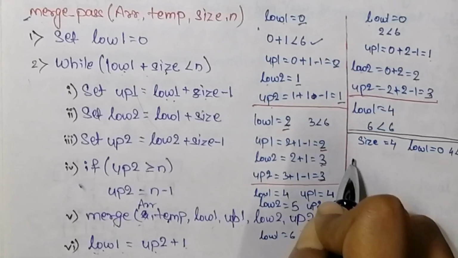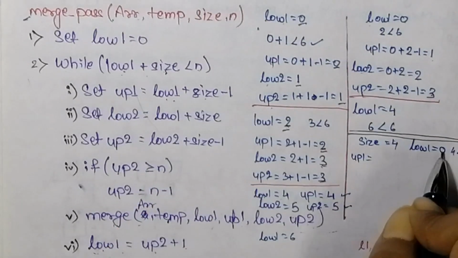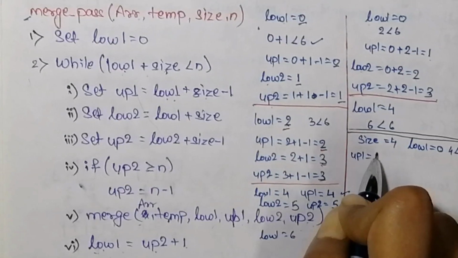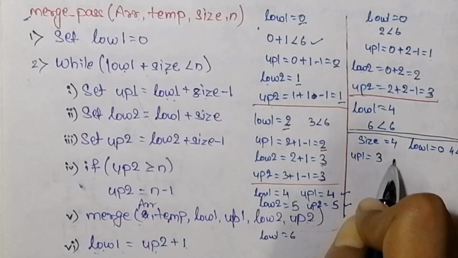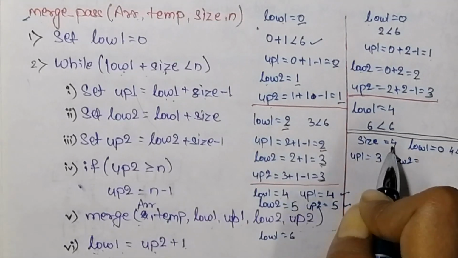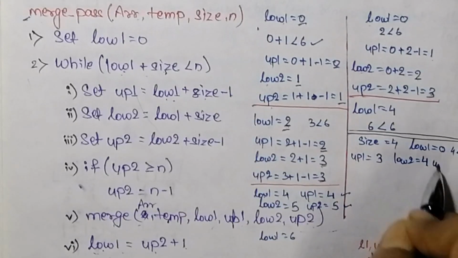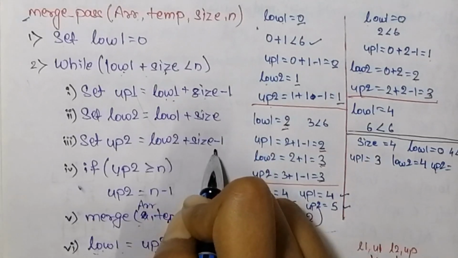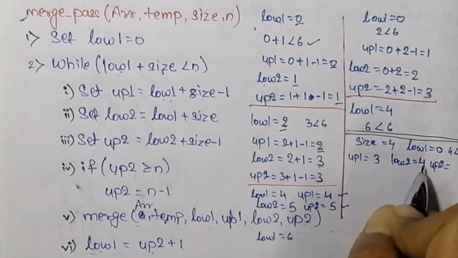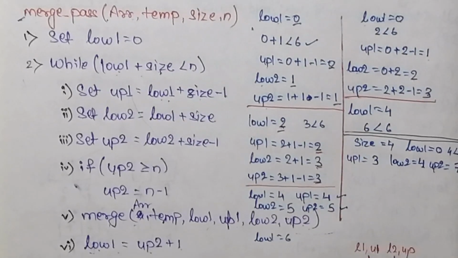Yes, so we will set up up 1 equals to low 1 plus size minus 1, that is 0 plus 4 minus 1, that is 3, and low 2 will be low 1 plus size, that is 0 plus 4, it will give us 4, and up 2 will be low 2 plus size minus 1, that means 4 plus 4 minus 1, that is 8 minus 1 equals to 7.